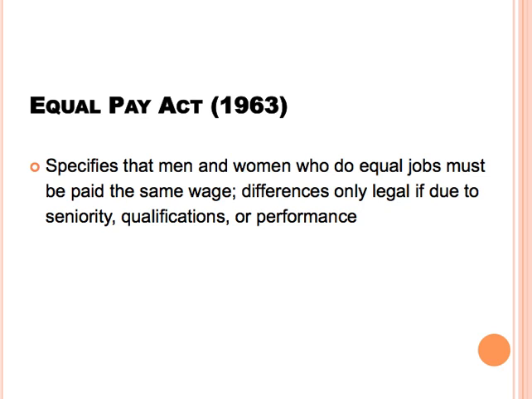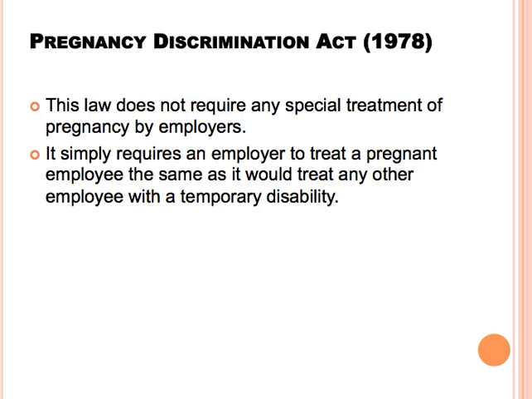woman are doing equal jobs, they must be paid equal wages, and that dates back to 1963. The Pregnancy Discrimination Act basically says that you need to treat pregnancy as you would any other disability, so allowing for special treatment or what we think of as accommodation when someone is pregnant. You can't fire someone because they're pregnant.